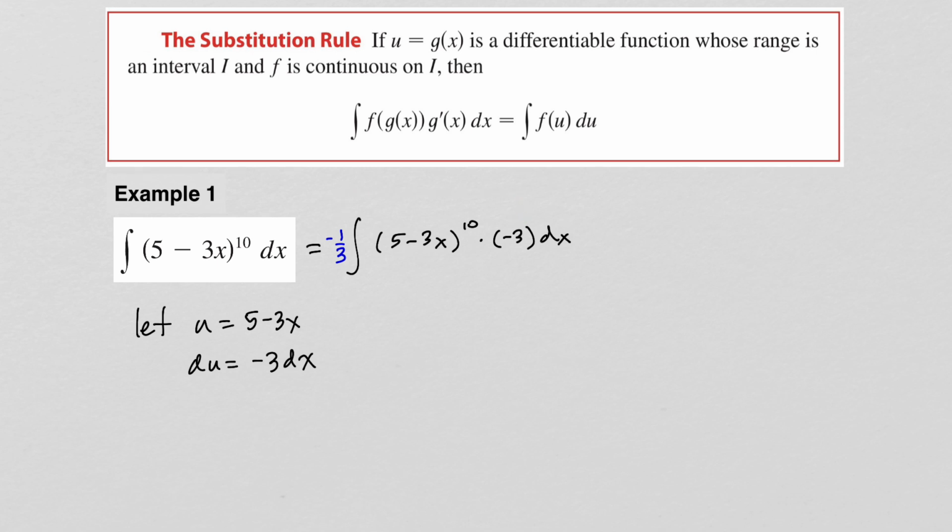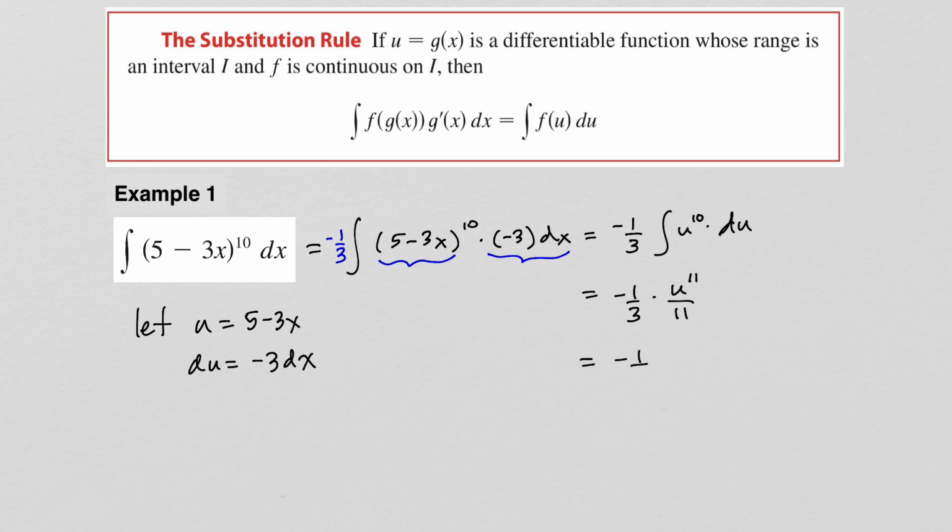So this integral now becomes negative 1/3 integral 5 minus 3x to the 10th power can now be written as u to the 10th power, and negative 3 times dx can be replaced with du. And now we can take the antiderivative with relative ease. We know the antiderivative of u to the 10th, du, is simply u to the 11 divided by 11.